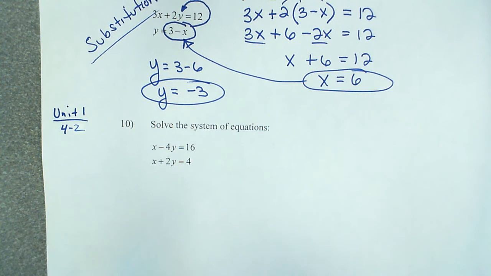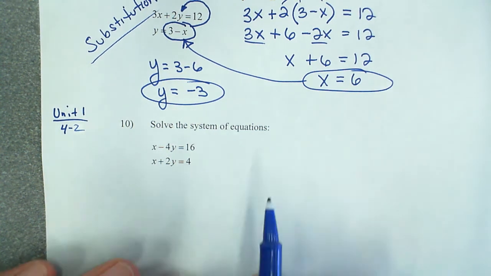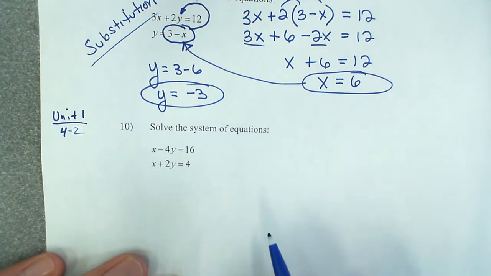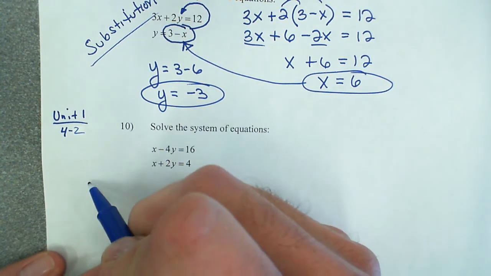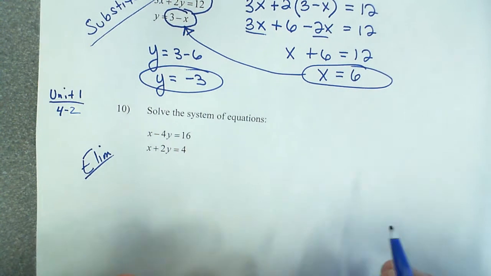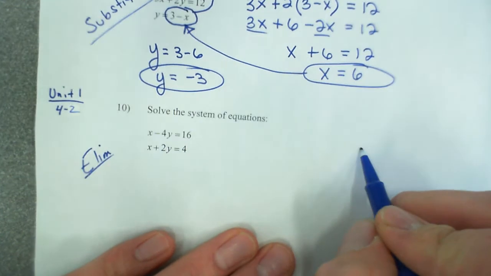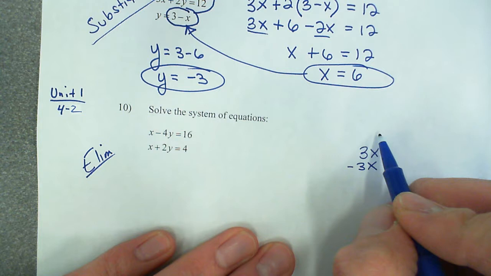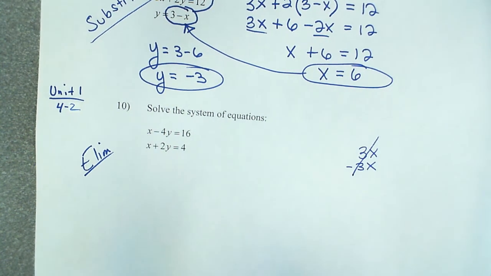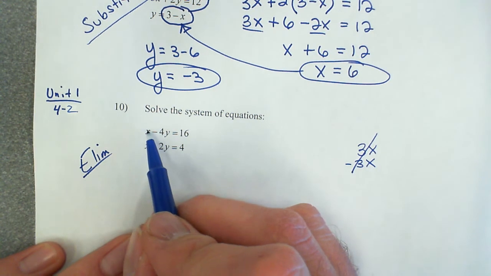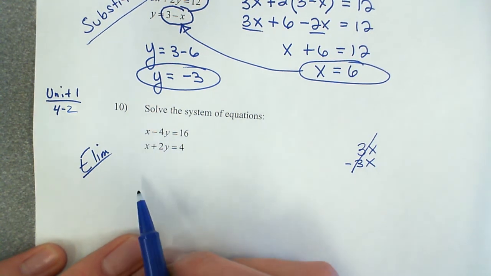On question number 10, we want to solve a two-variable system, but let's try this one using a different method. Let's use elimination on this one. Now recall, on elimination, what you're trying to do is get two terms to look the same, like a 3x and a negative 3x, so that they eliminate each other when you add or subtract the equations. Well, if we notice here, we have an x in both.